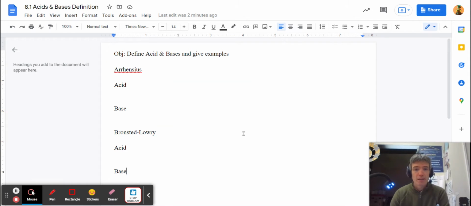So our goal is to define acids and give examples, and there are two types we're going to talk about. It's basically the same thing, but looking at it through a different lens. There are Arrhenius acids and bases: an acid produces H plus ions, and a base produces OH negative. The Bronsted-Lowry definition is that an acid is a proton donor and a base is a proton acceptor. All right, we'll look at it right now.